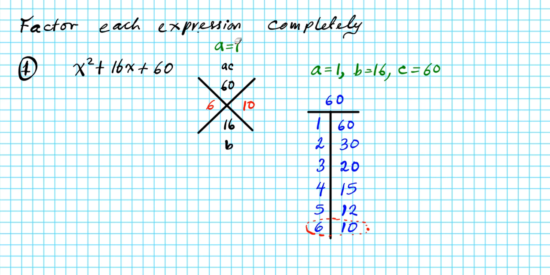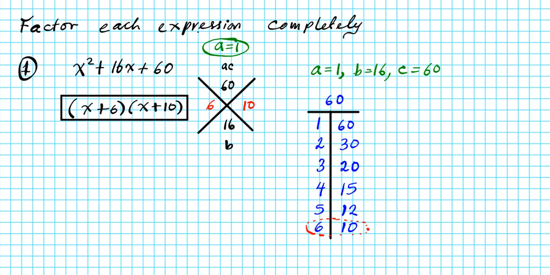Okay? Anytime you have A equal to 1, you do not have to factor by grouping. You can jump directly to the factored state. So we're going to factor this as x plus 6, since we have a positive 6 here, times x plus 10, since we have a positive 10 there. And that, ladies and gentlemen, is the factored form of the quadratic trinomial x squared plus 16x plus 60.